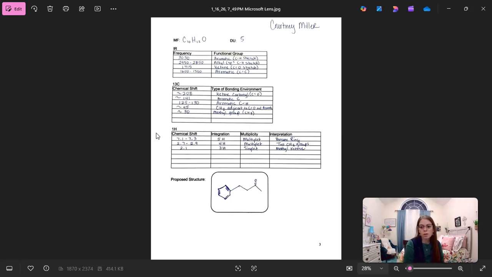In conclusion, all of the provided spectral data are consistent with the structure 4-phenyl-2-butanone, and no peaks remain unaccounted for.